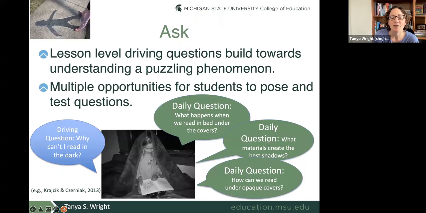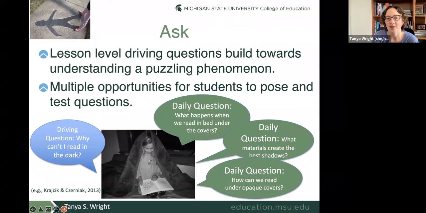Okay. So for example, we always have a driving question, something like, why can't I read in the dark? That's the unit I'm going to focus on today because it's so fun to do with literacy coaches. Because it's all about reading too. So the kids ask, why can't I read in the dark? Okay. And that is our unit level question.